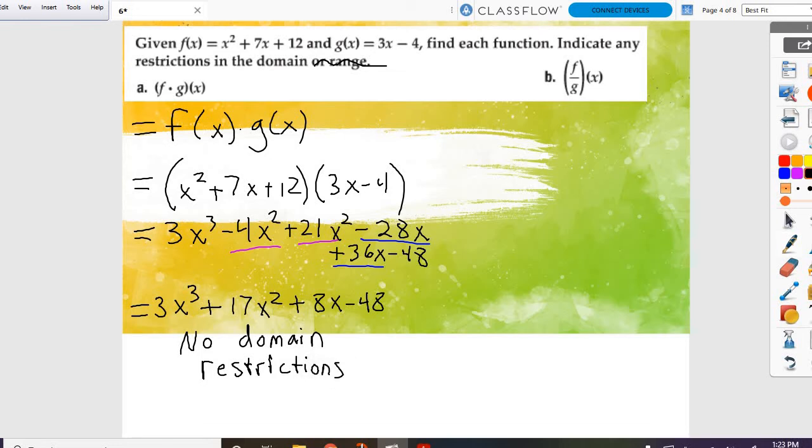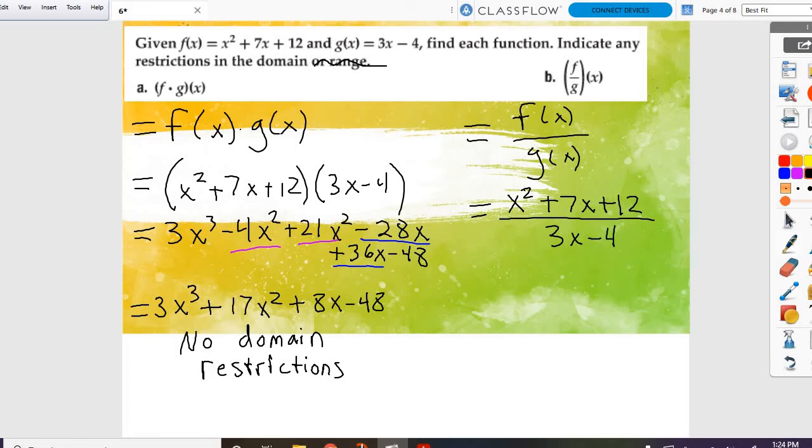Alright, and then now we have an example of division. So again, we're just going to separate our two functions using whatever operation we're doing. Then we want to substitute in the functions that they give us. And really, that's going to be our answer. The only thing we have to worry about is that g of x.